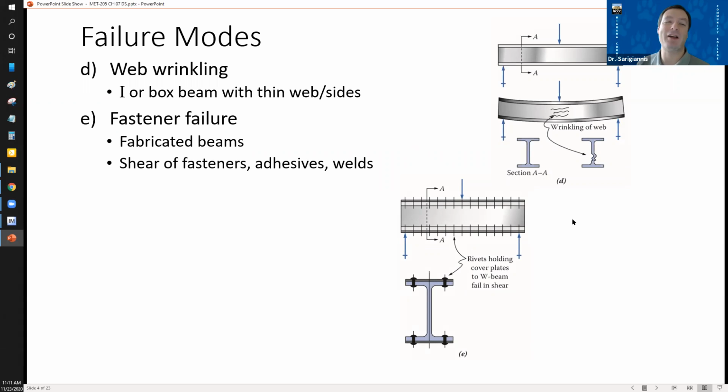And then fastener failure. This happens with things like fabricated beams, beams that you fasten together with, in this case, some kind of rivets or adhesives, any type of fastener or welding, right? You've got this beam that from the side looks like this. You've got plates on top that are riveted in place. And if it starts failing in shear, it's going to fail the fasteners first.